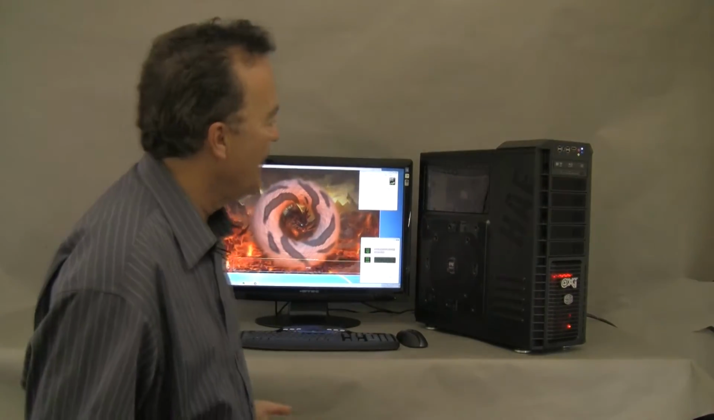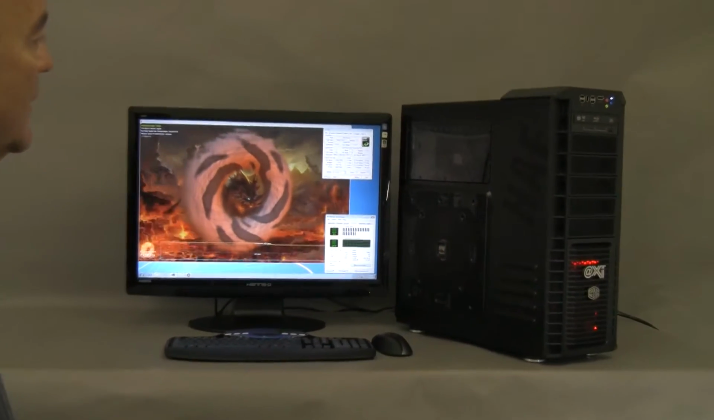Today we're going to look at our XI MTower 2P64. It's an Opteron-based workstation, and it's based on the new Magny-Cours Opteron 6000 series. Let's take a look at the details of this system.